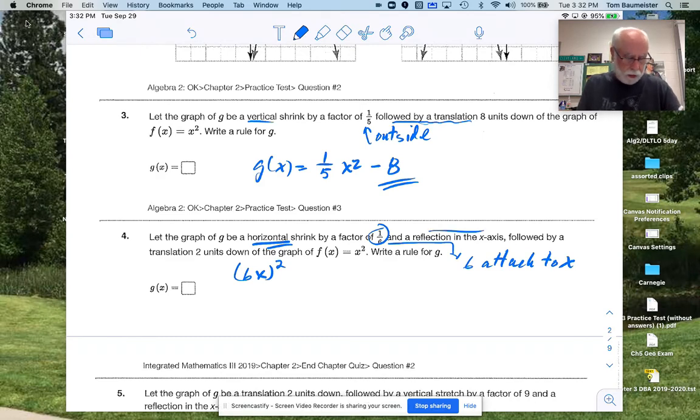Remember, a reflection in the x-axis makes it go outside, right? And then we have 2 units down. That's negative. So there's our function right there. So we could just say g of x.